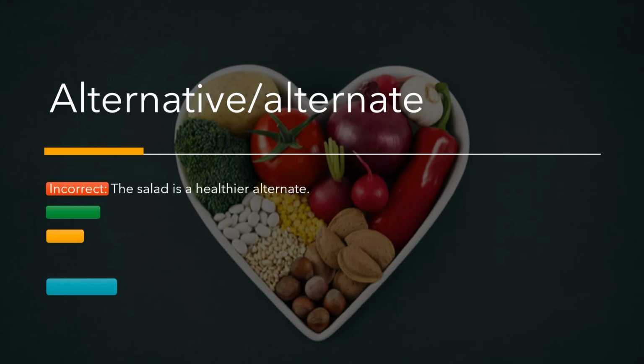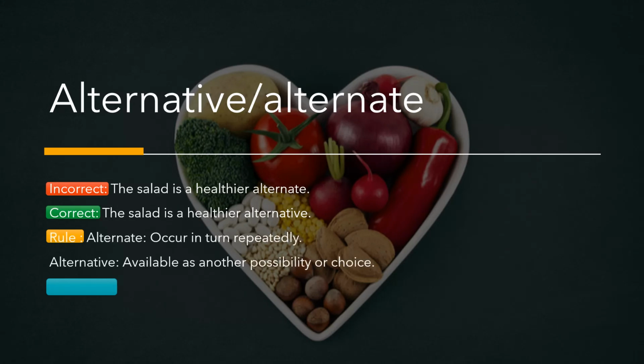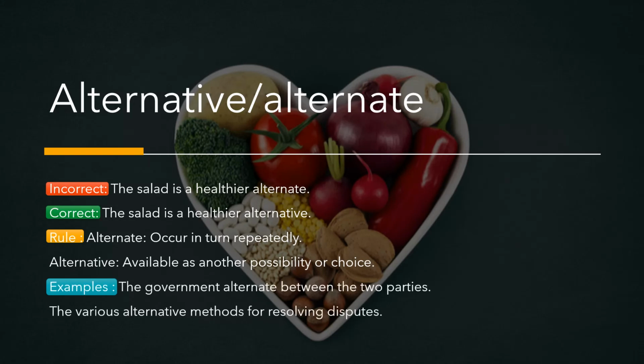Alternative and alternate. The salad is a healthier alternate. The salad is a healthier alternative. The rule is, alternate means occurring in turn repeatedly, whereas alternative is available as another possibility or choice. The government alternates between two parties. The various alternative methods for resolving disputes.